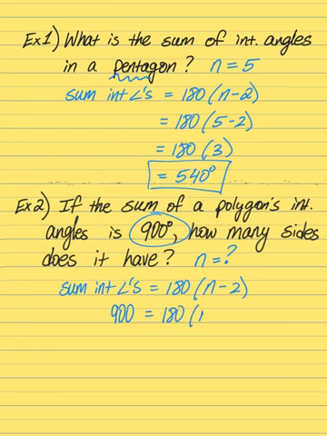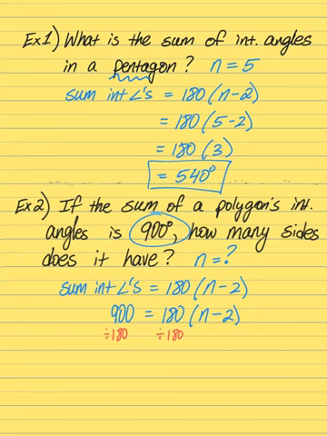And what I'm going to need to do is go backwards or solve backwards to get the n by itself. The first thing I do is get rid of the 180 by dividing. The reason I'm dividing by 180 is because on the right side of the equation, 180 is multiplying the brackets that has the n inside. So to get rid of it, I go backwards and divide by 180 degrees to get rid of it.